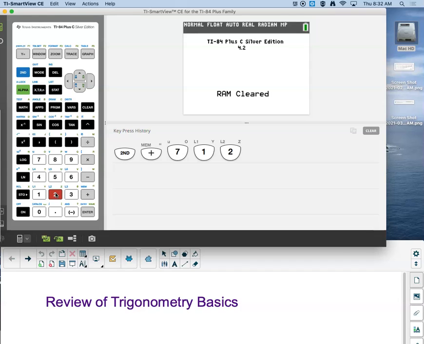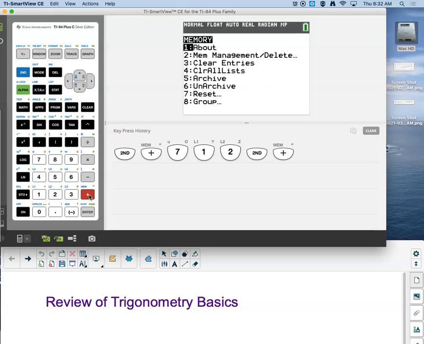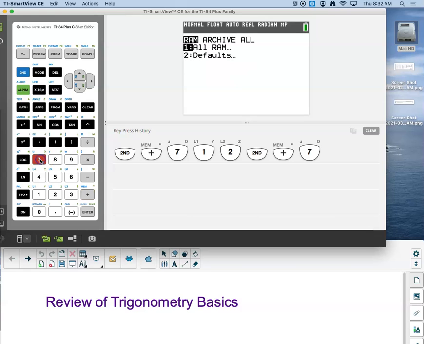So again, one more time, second plus number 7, then number 1 and number 2. And the RAM will be cleared. Now, when the RAM is cleared, the calculator automatically goes back to factory settings, which means the settings that were on there when you bought it at the store.